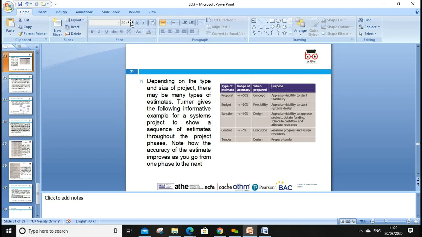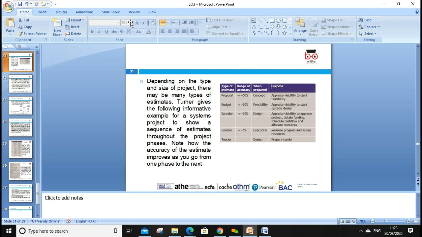Proposal: we need accuracy of at least 50+%. Appraise the viability of the project. We need a viability study or feasibility study. In our project, the budget can go up and down. It can be positive, but more than that can be really risky. Sanctions can be 10%, and we can appraise it. For control, we can go up and down 5%. We need a control for it if our variance is significant, more than 5% or 10%. Tender: we need to prepare.